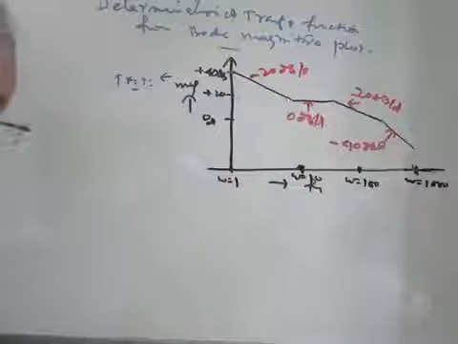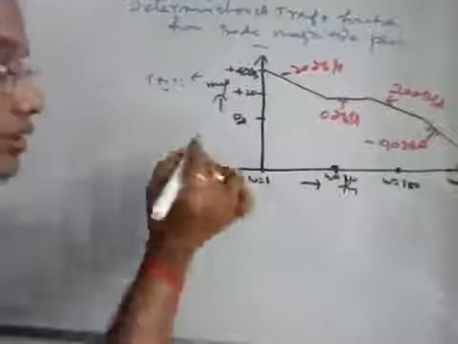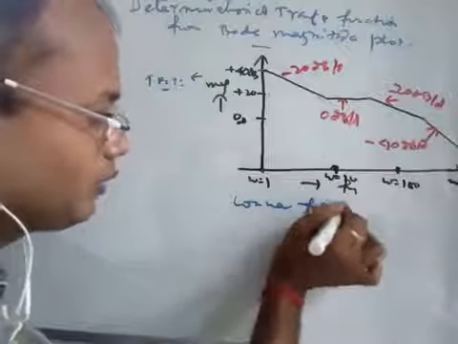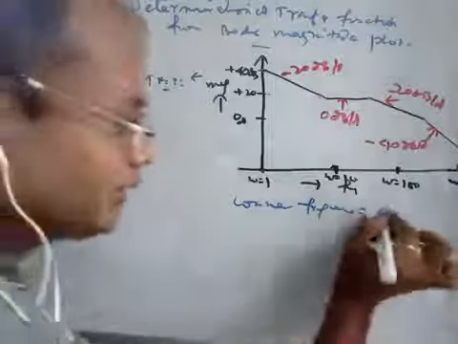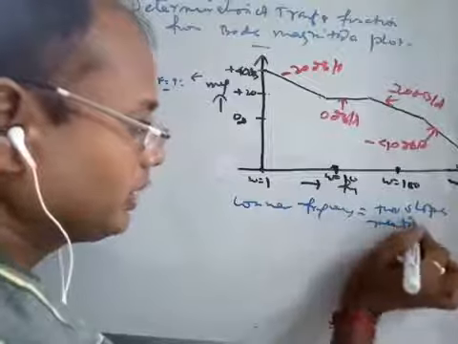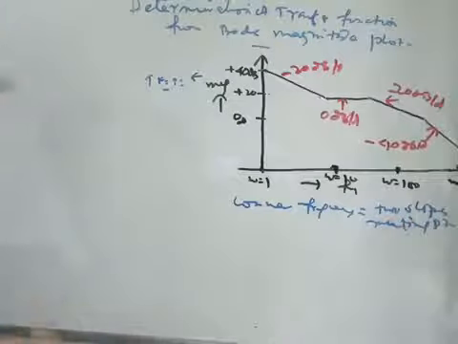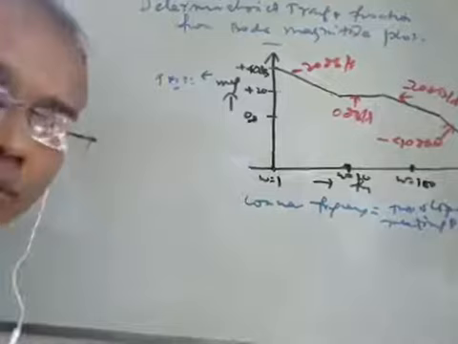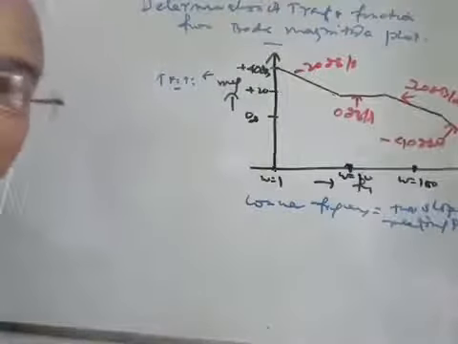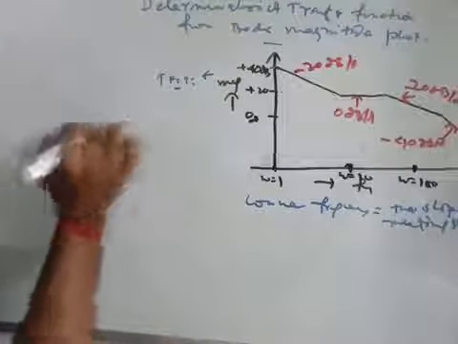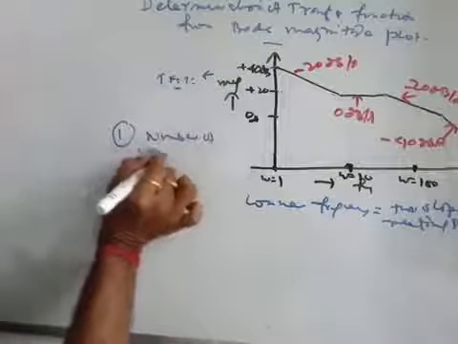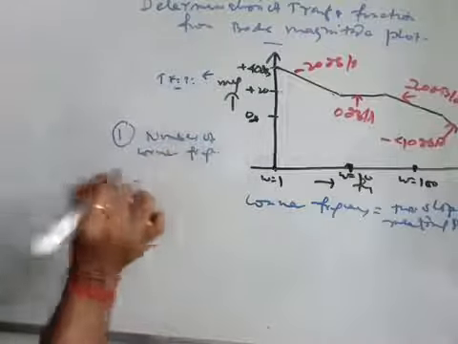We know the definition of the corner frequency, and the corner frequency plays a very important role. What is the corner frequency? It is the meeting point of two slopes, that is, two straight lines of defined slopes meeting together at a point. First of all, identify the number of corner frequencies. What is the number of corner frequencies we get?